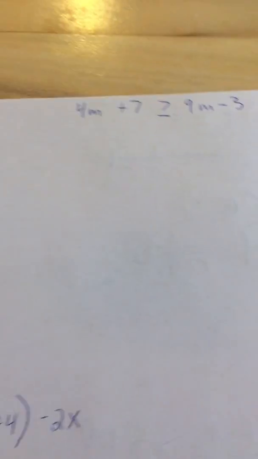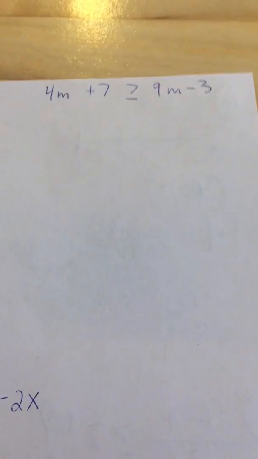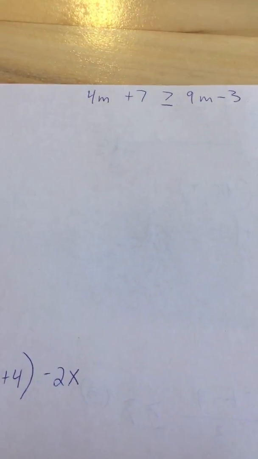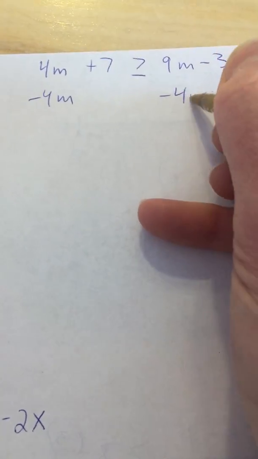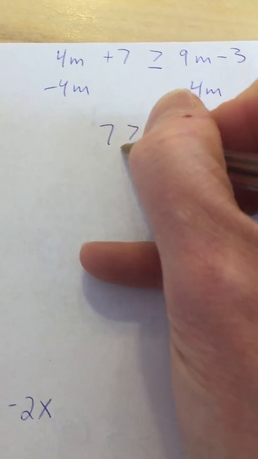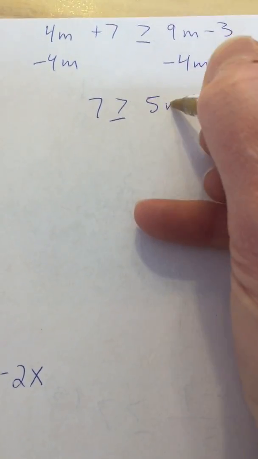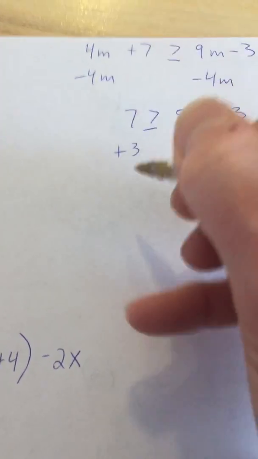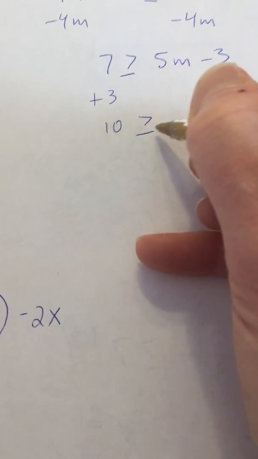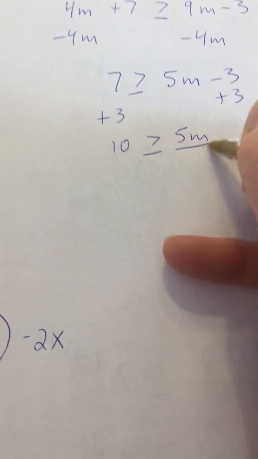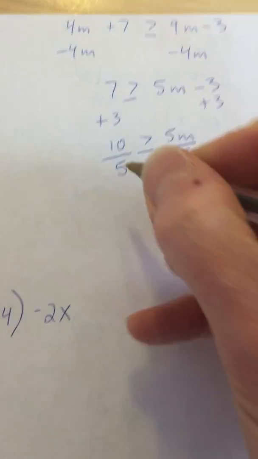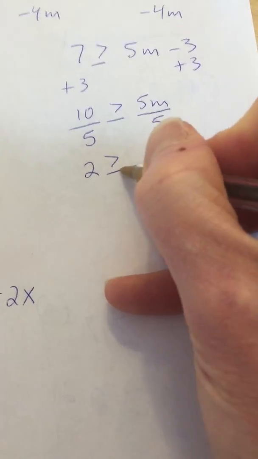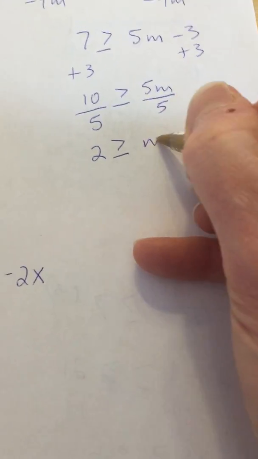Now we're going to go on to this doozy of a problem over here. I kind of wrote it sloppy, so I have some shenanigans to do to get stuff isolated. I'm going to take away this 4m and take away this over here. So now I have 7, and I have 5m minus 3. I'm going to add 3 and add 3. Now I have 10, and this is going to be 5m. Now I'm going to divide to get rid of it. It's going to leave me with a positive 2, and this is going to leave me with m.